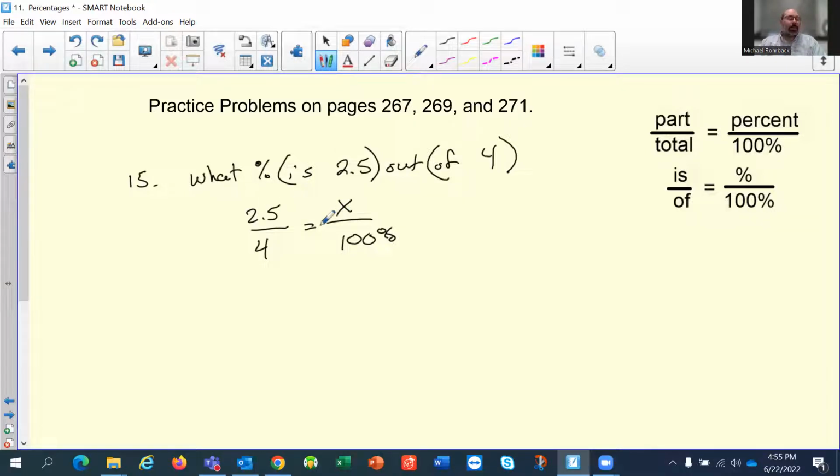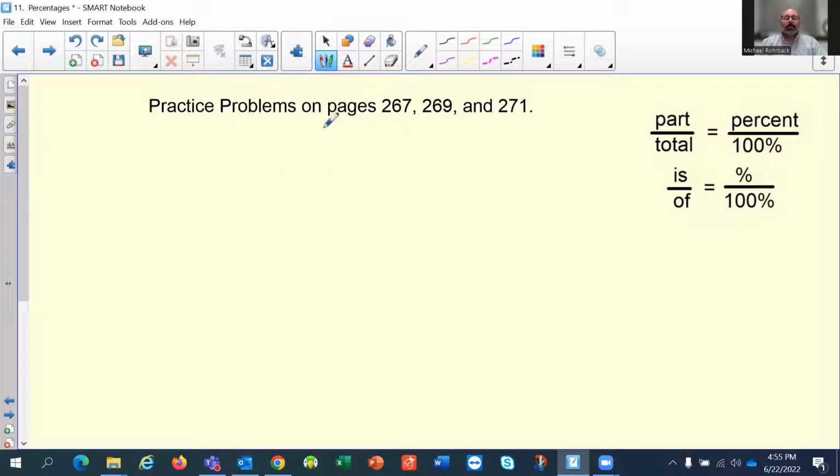Okay, so 2.5 times 100. Calculator, 2.5 times 100 is 250 divided by 4. I've got a percentage of 62.5, and yes, you can have a decimal. I got 62.5%. That should be the answer in the answer key in the back of your book. So check it out. Make sure I'm right. If I'm not right, come find me, tell me, I'll fix a new video up. All right, so the last one that we're going to do here is number 20.